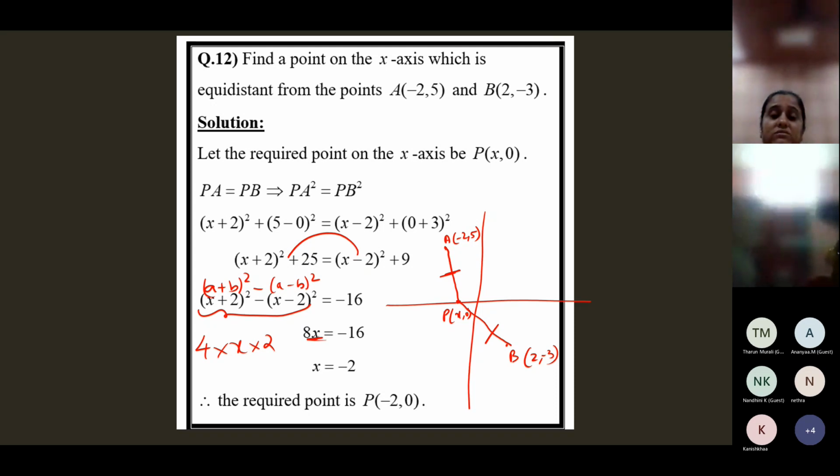Draw the rough diagram, children. Very useful. Even in the exam, you can draw that for better understanding.